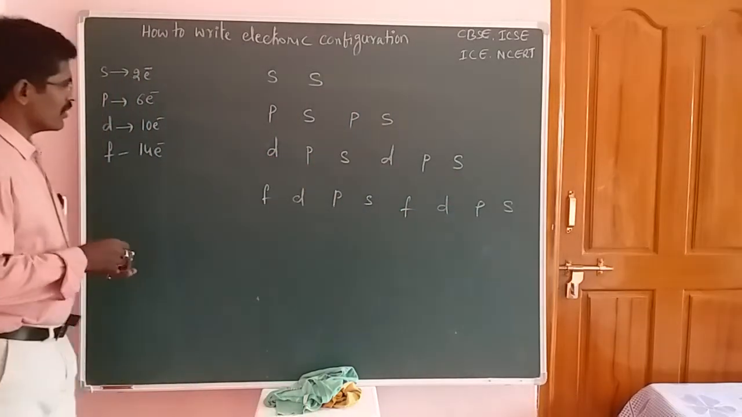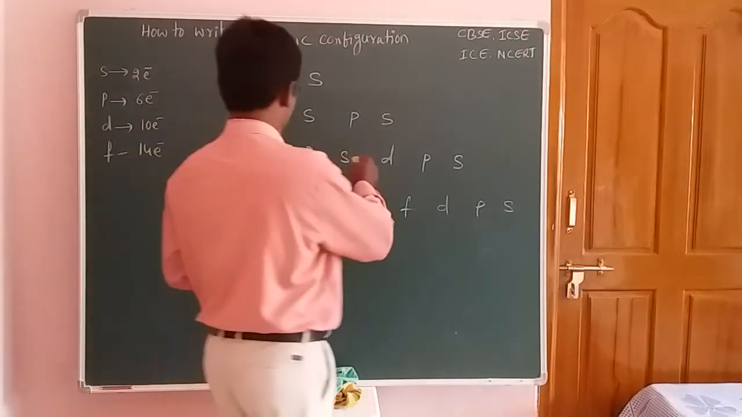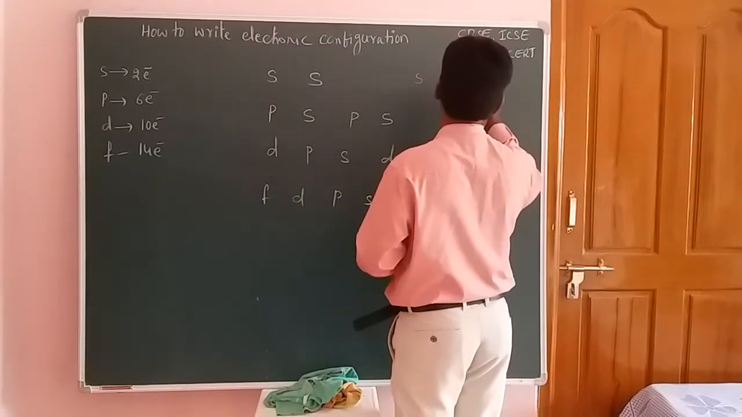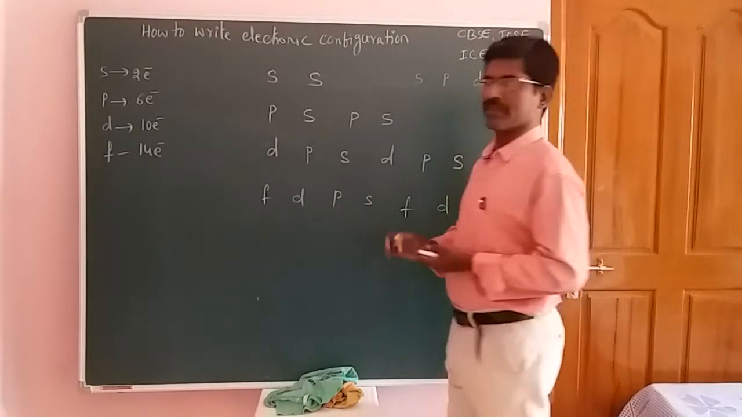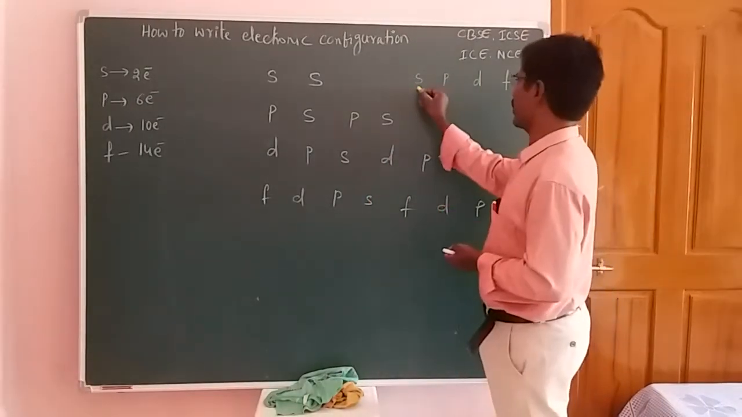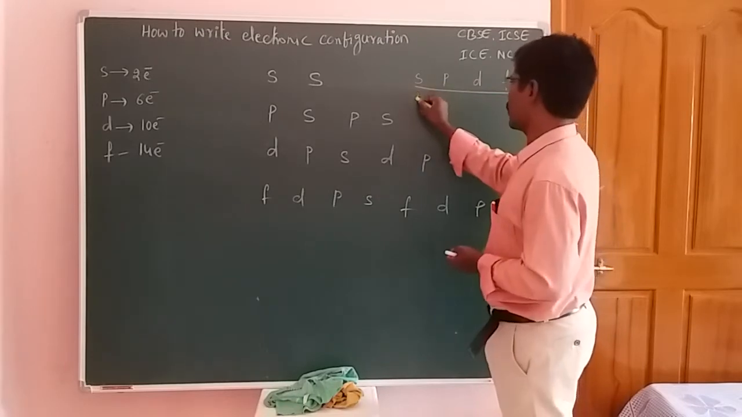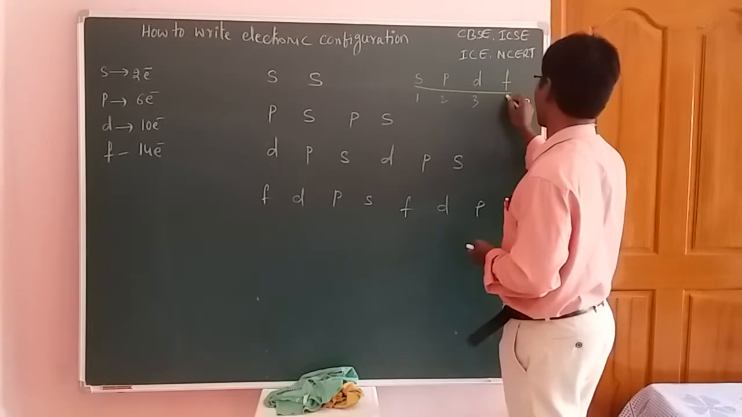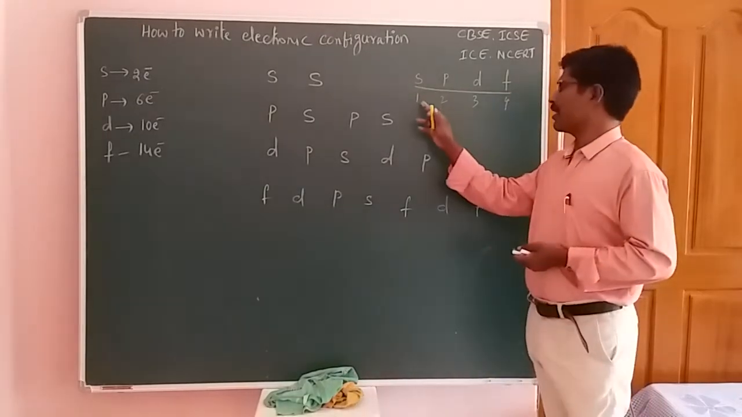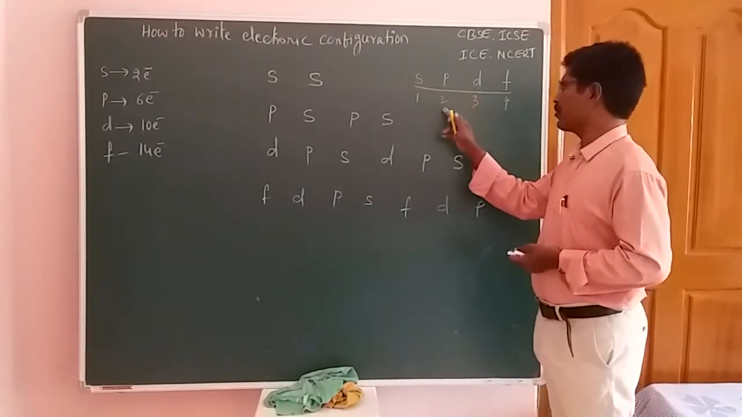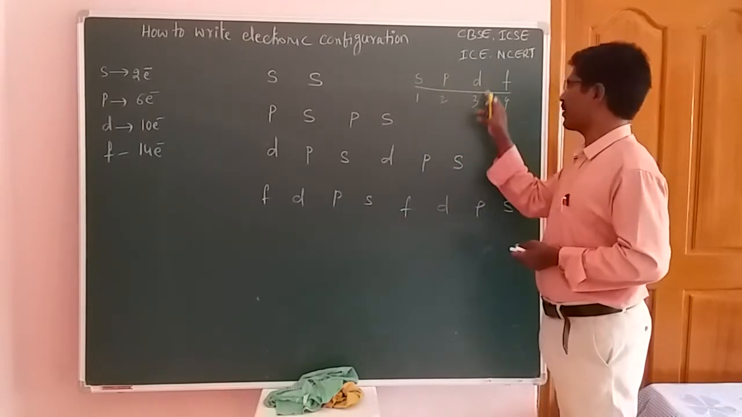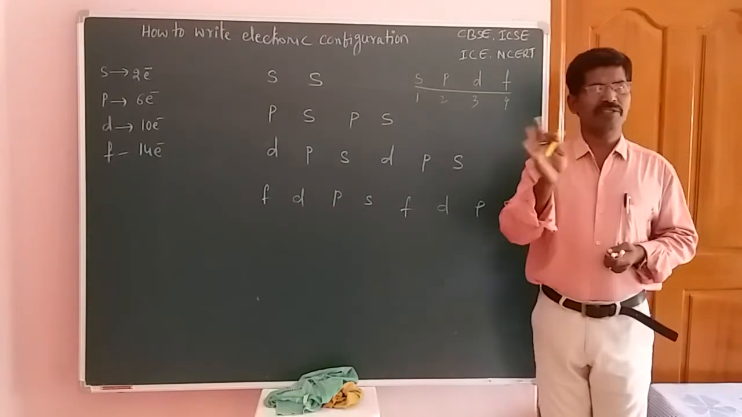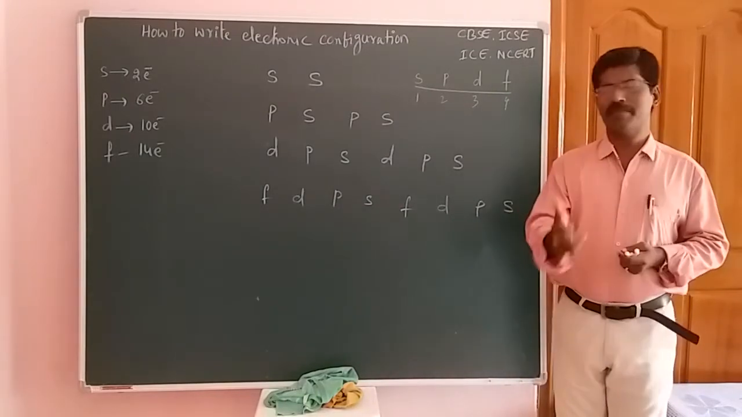Now here I will write this one, students. First one is the S orbital, and P orbital, and D orbital, and next one is the F orbital. Simple trick, students: you should give the numbers. Give the number 1 for S orbital, the number 2 for P orbital, the number 3 for D orbital, and the number 4 for F orbital. It's not the energy level, students, just simply give the numbers one by one.